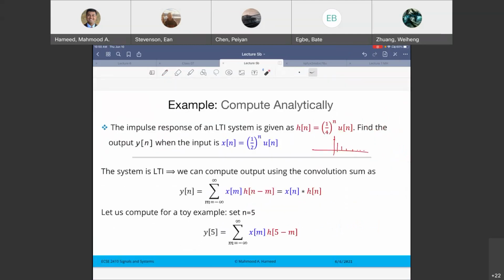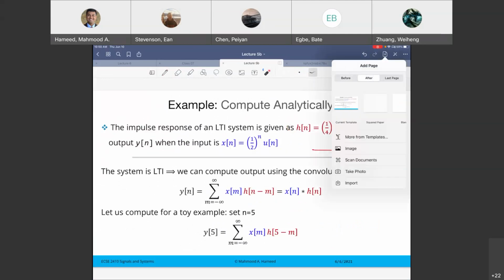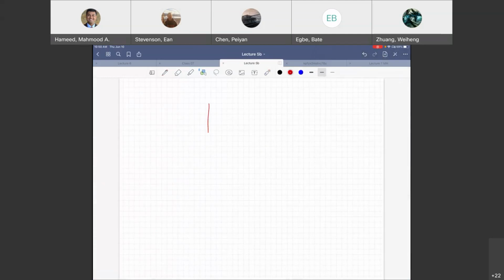So let me step back here and talk about what we are given. We are given the impulse response, right? The system is here. What are we given? The impulse response, h of n, is (1/4) raised to n, u of n, right? And then we are trying to find the output when the input is half raised to n, u of n.